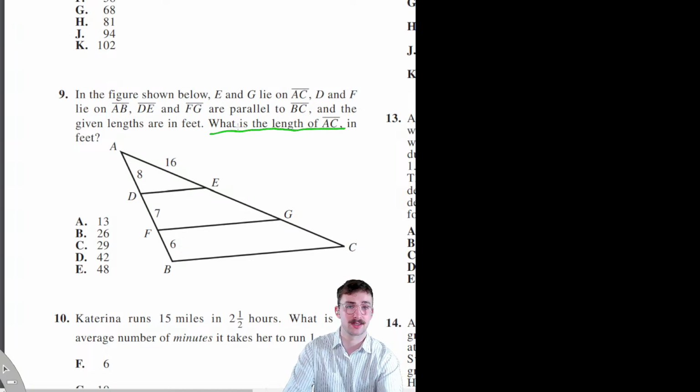I know exactly what they're asking. So what is the length of AC? Note that it's this whole thing, that whole side that we're trying to find. In order to do that, I need to find this whole side over here. I kind of missed it up there, but oh well. And that whole side would be 15 plus 6, which is 21.